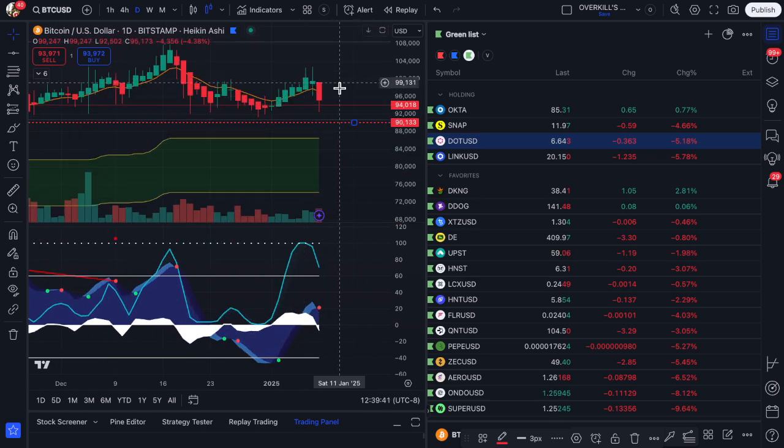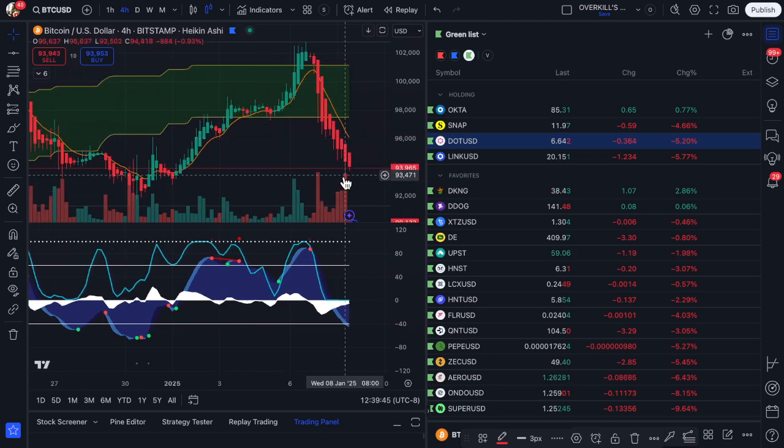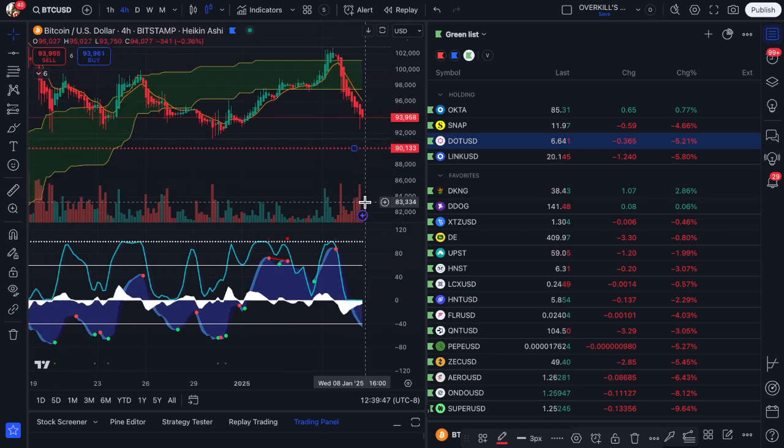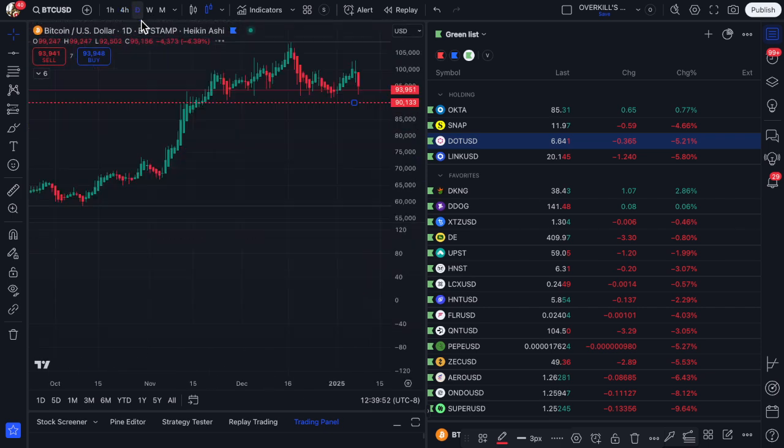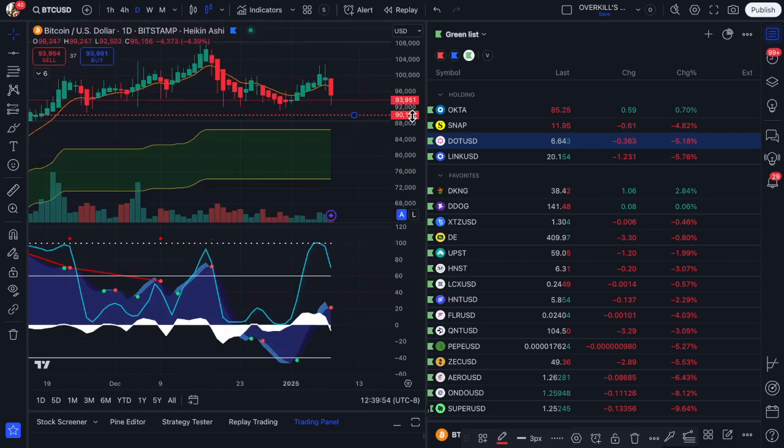Okay, if that $90,000 level breaks, that's a huge level. We're getting some really big volume stepping in here today. You can see the volume's really picking up. This has just been a big sell-off over the last couple of days here. Got rejected there on the 4 hours. So 90K is a very important level for Bitcoin.